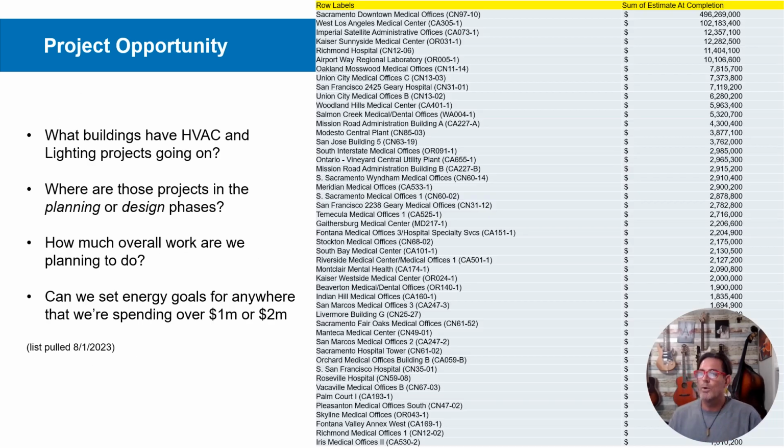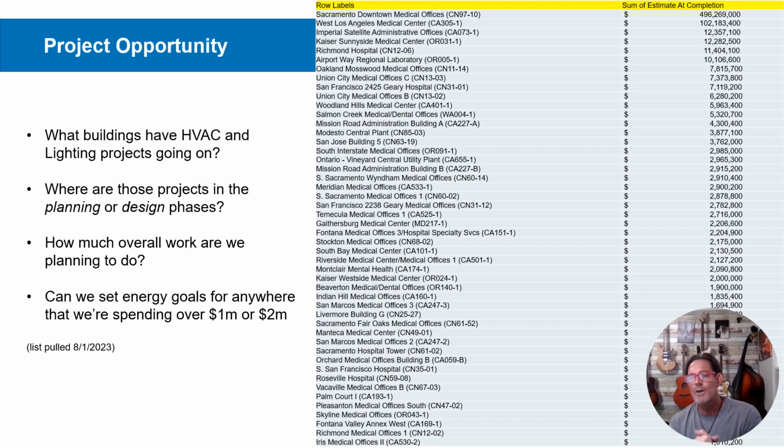So, what are we trying to do now? What we're trying to do now is look at project opportunity. This is a list of buildings that have HVAC and lighting projects going on. So a building on this list, say the Kaiser Sunnyside Medical Center up at the top there, has $12 million worth of projects going on in that building that's in design right now. Those are lighting projects, HVAC projects, different types of projects. With that amount of spend at that building, I think it stands to reason we should be able to affect the energy performance of that building.